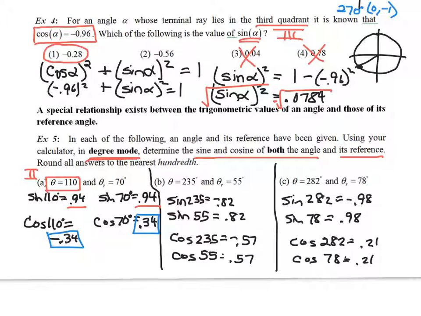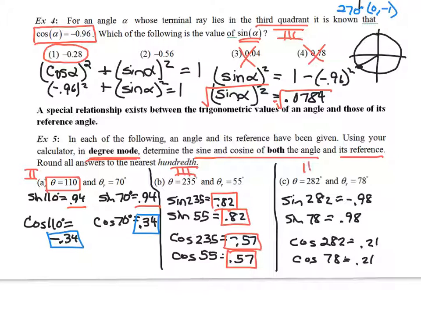Let's go to the next example. 235, that's in quadrant number 3. So when we're in quadrant number 3, we see that the sine answer is negative, while its reference is positive. Cosine, same exact thing. The angle in the third quadrant had a negative answer, while the reference was positive.